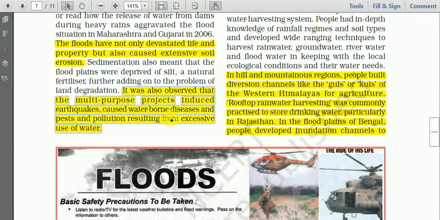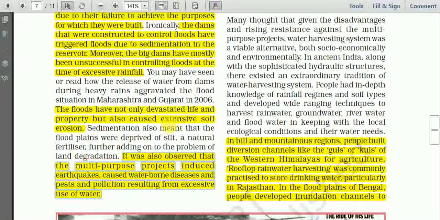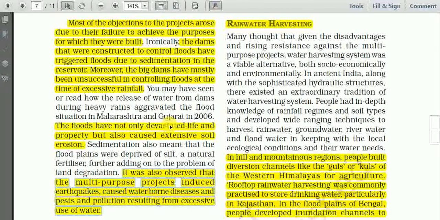Then the flood water also causes waterborne diseases. Then there will be pests in the flood water. Then there may be pollution resulting from the excessive use of water by the industries. So all these points are against the construction of these multipurpose projects.